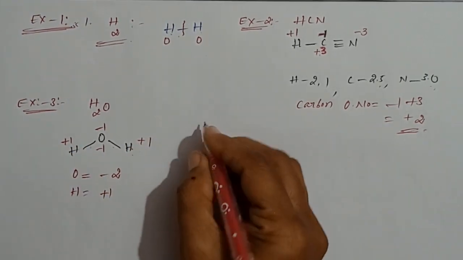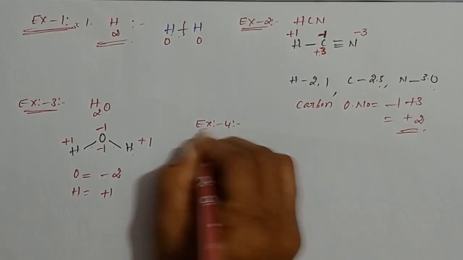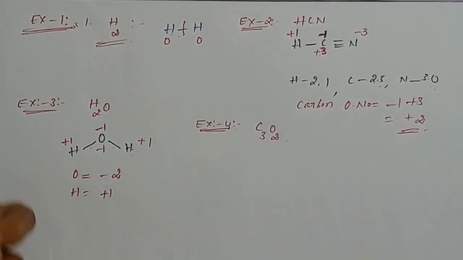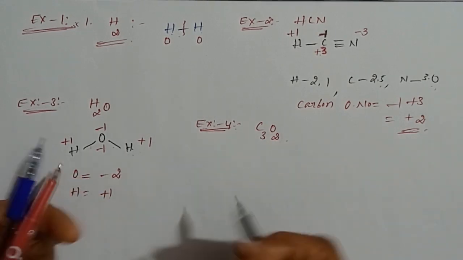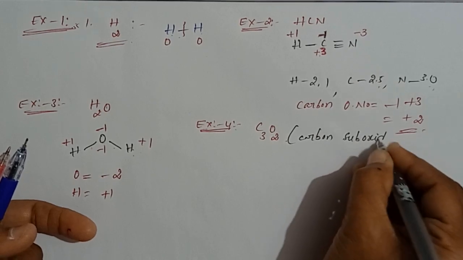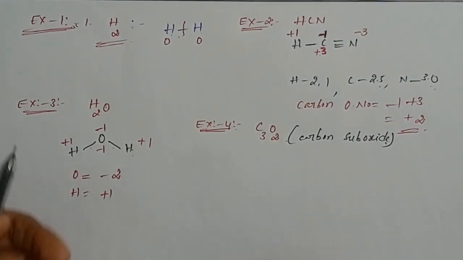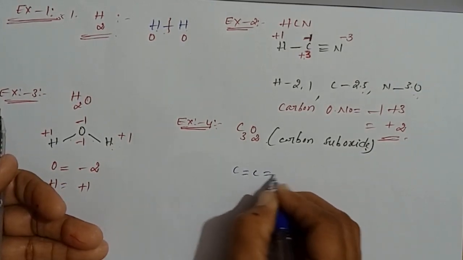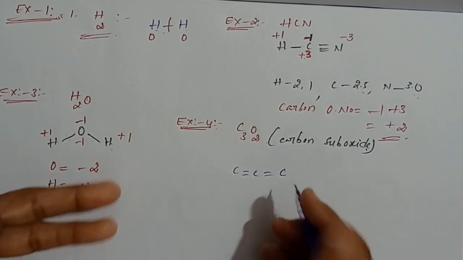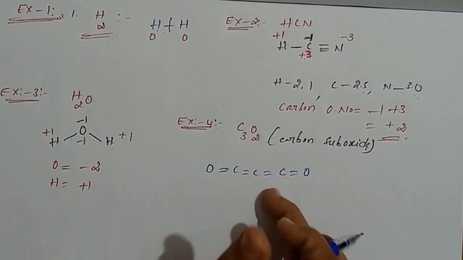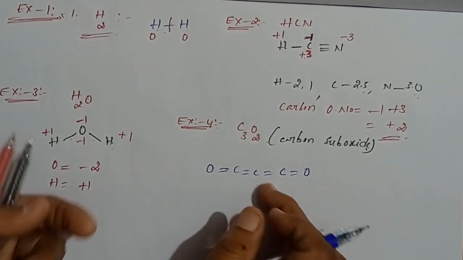Now I am taking the fourth example, students. See here, fourth example, C3O2. This is carbon suboxide. What is the name of the compound? Carbon suboxide. Important for competitive exams, students. C3O2. Coming to the structure, this is the structure: 3 carbons, double bond O, double bond O. This is the structure of C3O2, carbon suboxide.